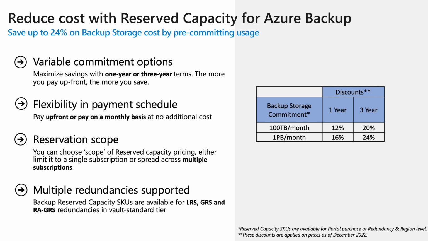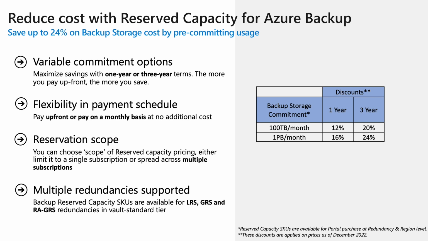It would be 16% savings for a 1 petabyte commitment for 1 year, 20% savings for 100 terabyte per month for 3 years, and the highest savings of 24% is at 1 petabyte per month commitment for 3 years. Note that reservation queues are available at region and redundancy level. The percentage savings shown in the table are based on the November 2022 pay-as-you-go rates.